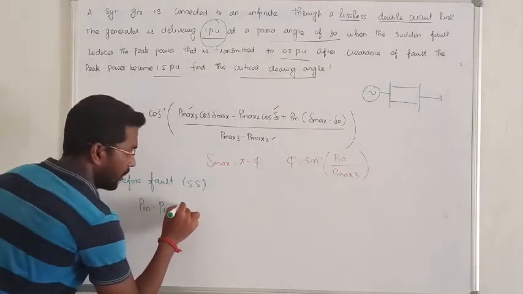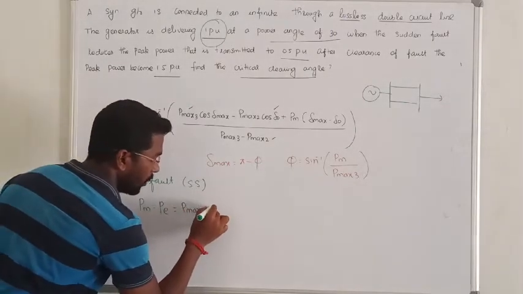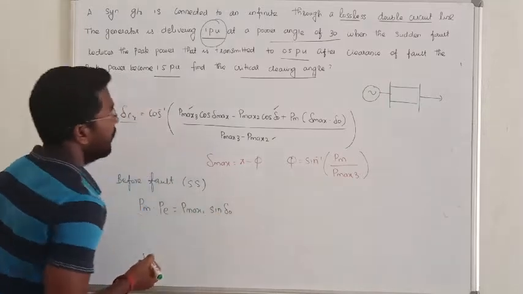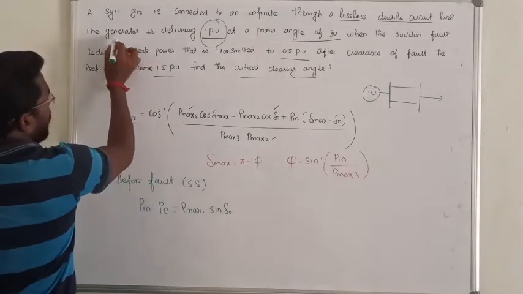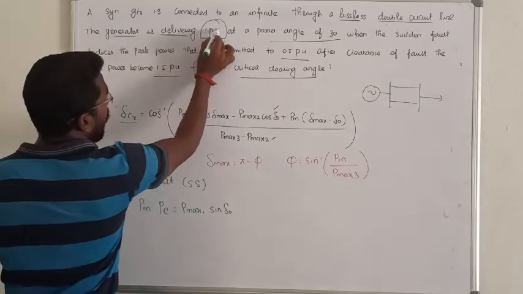What is the formula for electrical power? That is P max 1 into sin del naught. Now, the statement is clearly given: the generator is delivering 1 per unit.